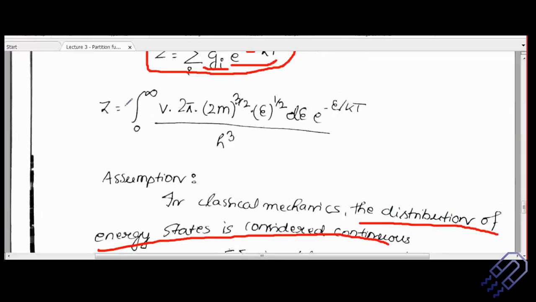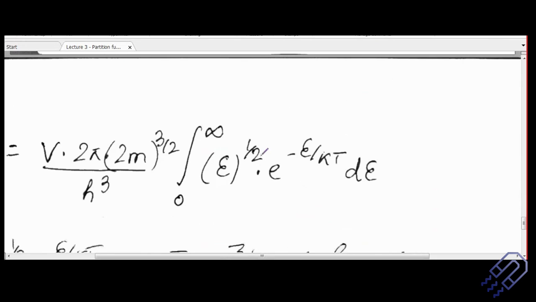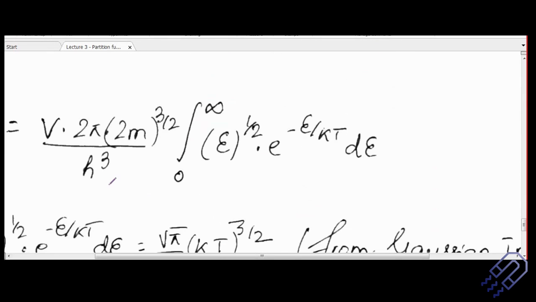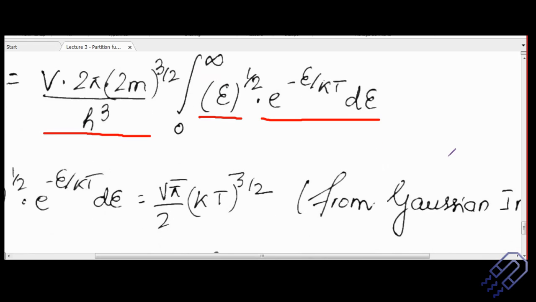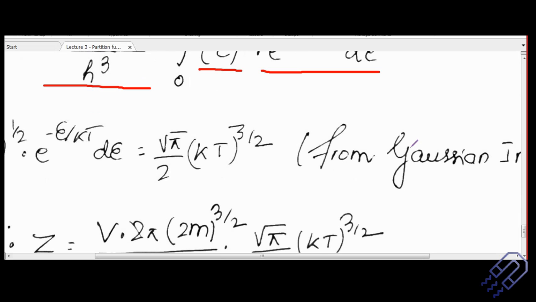Now you see this is actually an integration. We have to integrate with respect to d epsilon, so we combine the epsilons together and integrate them. So let's just do it. Whatever is constant is taken out: V into 2 pi into 2m to the power 3 by 2 divided by h cubed. Inside we have epsilon to the power half into e to the power minus epsilon divided by kT into d epsilon.